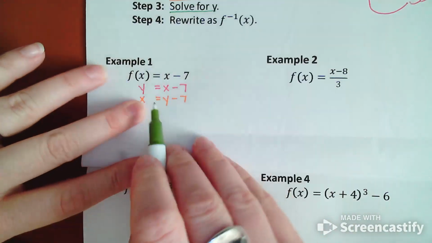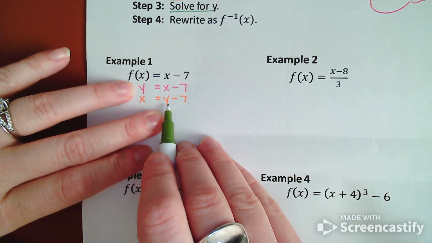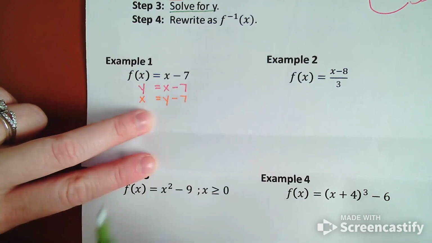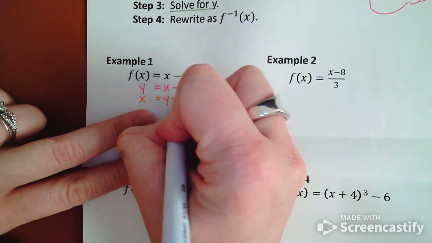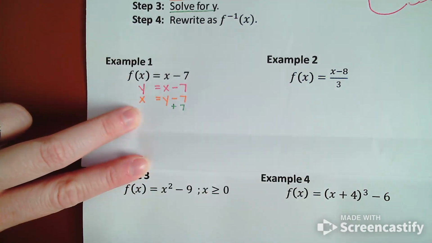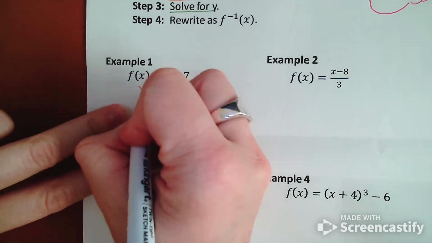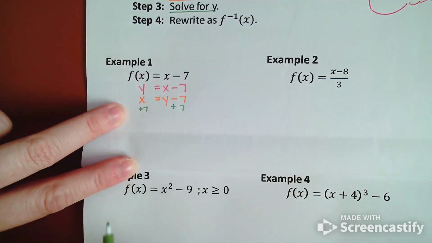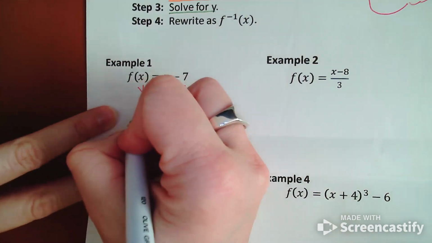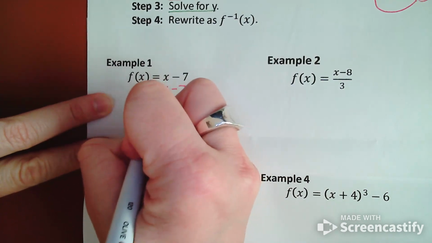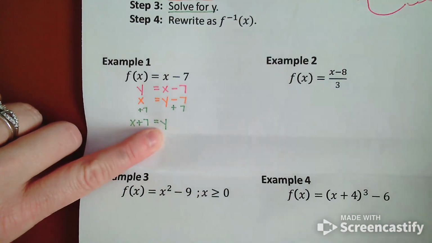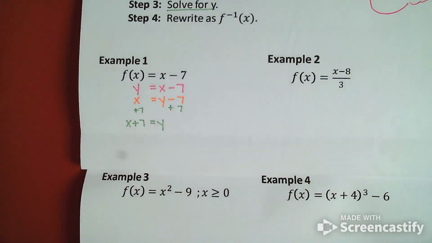And then we move on to the next part, which is to solve for y. We want to get y by itself. So how do we get y by itself? Right now it's y minus 7. What's the opposite of minus 7? We need to add 7. And whatever we do on one side, we do to the other side of our equal sign. And so what does that give us? That gives us x plus 7 equals y. Well, look at that. I've done it. I have now gone ahead and got my y all by itself.